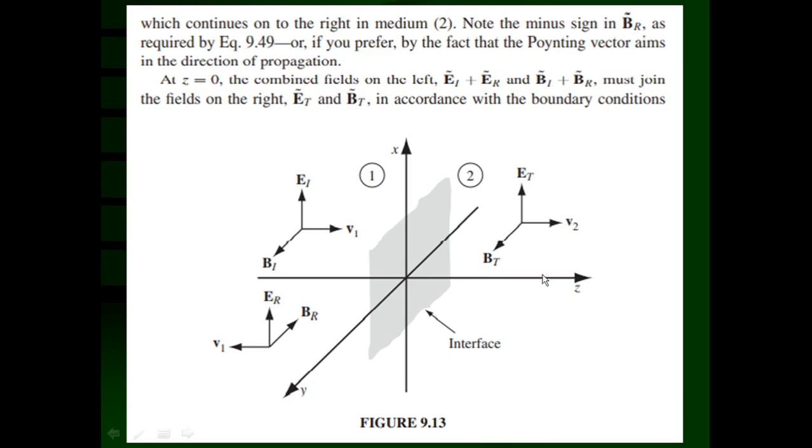After entering medium 2, the wave remains the same type. That means the electric field will be in the x direction, the magnetic field remains in the positive y direction, and it is propagating in the positive z direction. So the transmitted wave and the incident wave are the same in everything except their amplitudes.